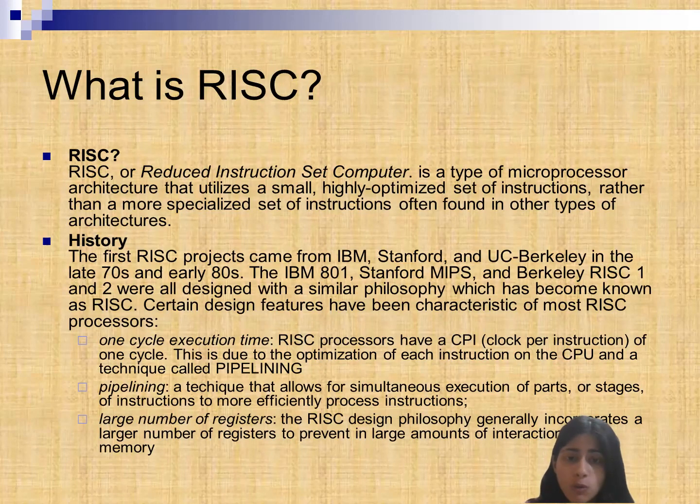The IBM 801, Stanford MIPS, and Berkeley RISC 1 and 2 were all designed with a similar philosophy, which has become known as RISC. Certain design features have been characteristic of most of the RISC processors. First of all, one cycle execution time. RISC processors have a CPI, that is clock per instruction, of one cycle. This is due to the optimization of each instruction on the CPU and a technique called pipelining.